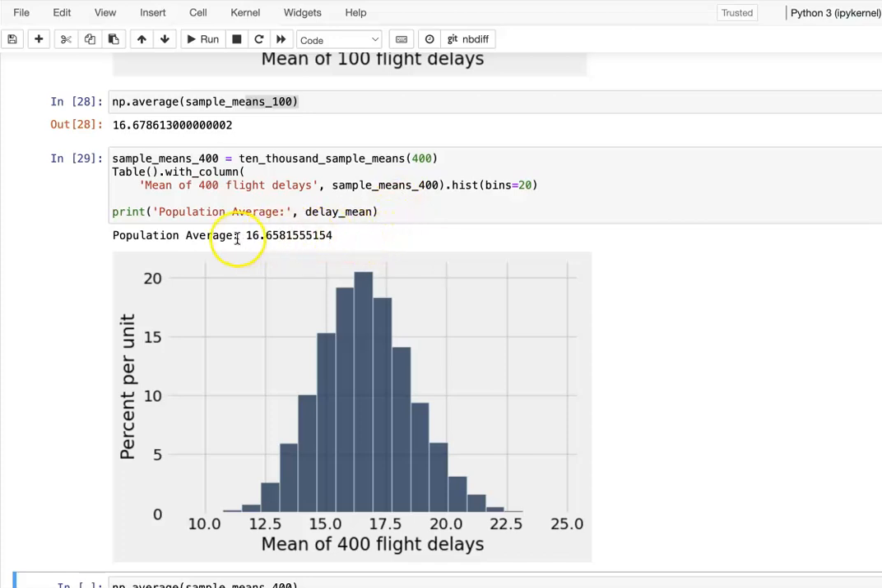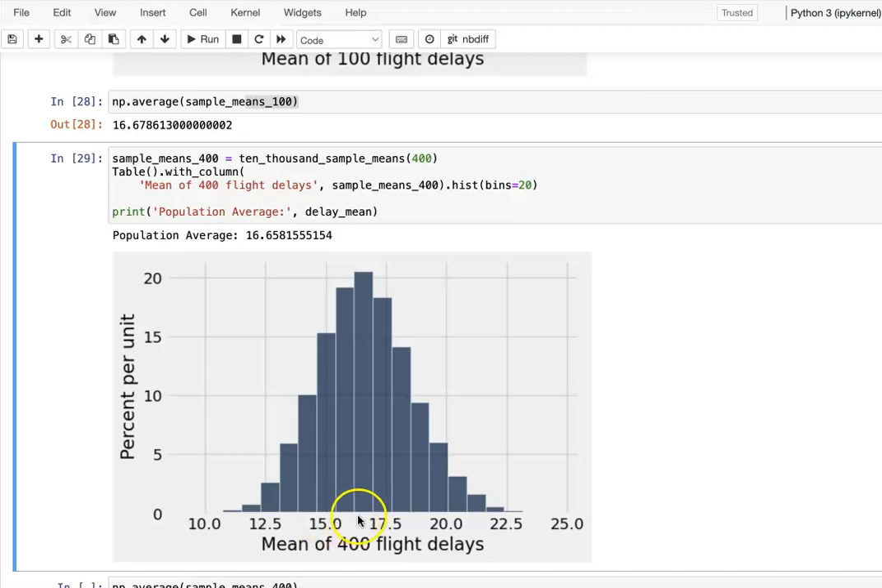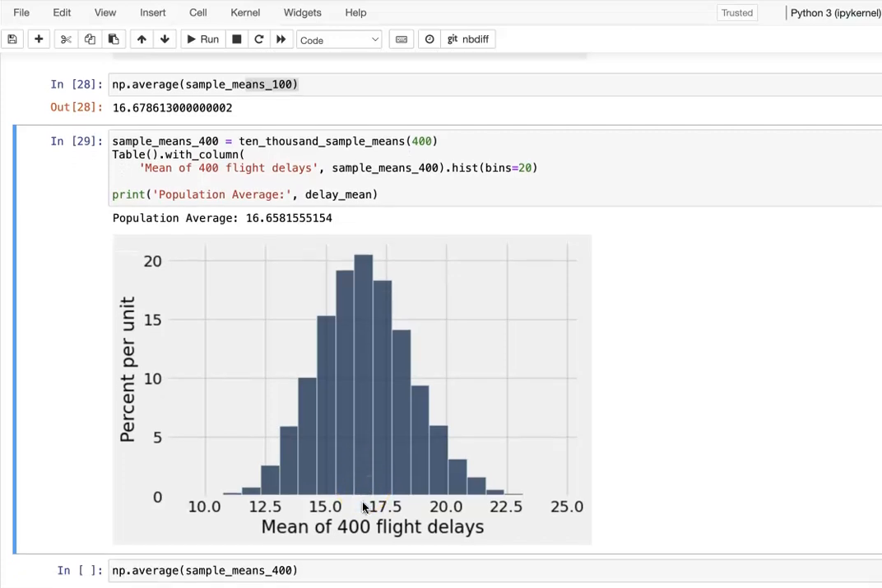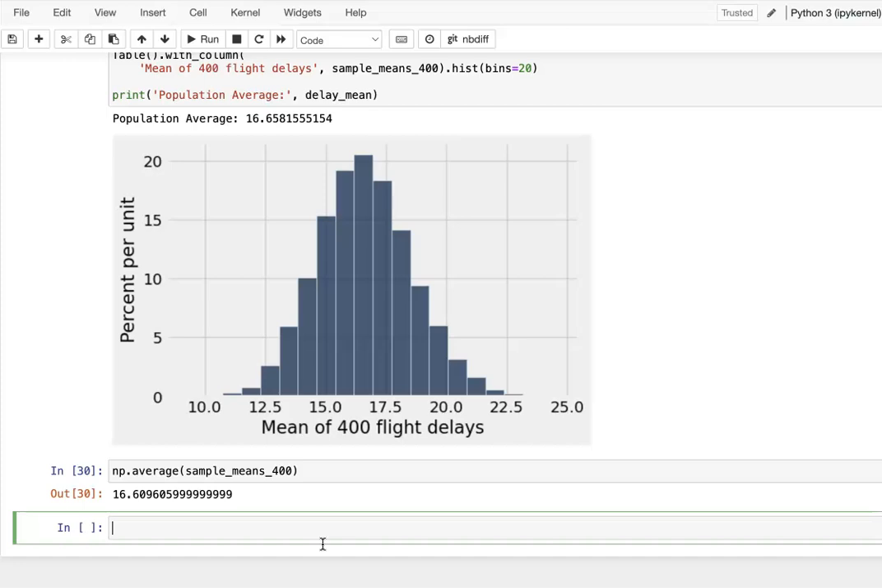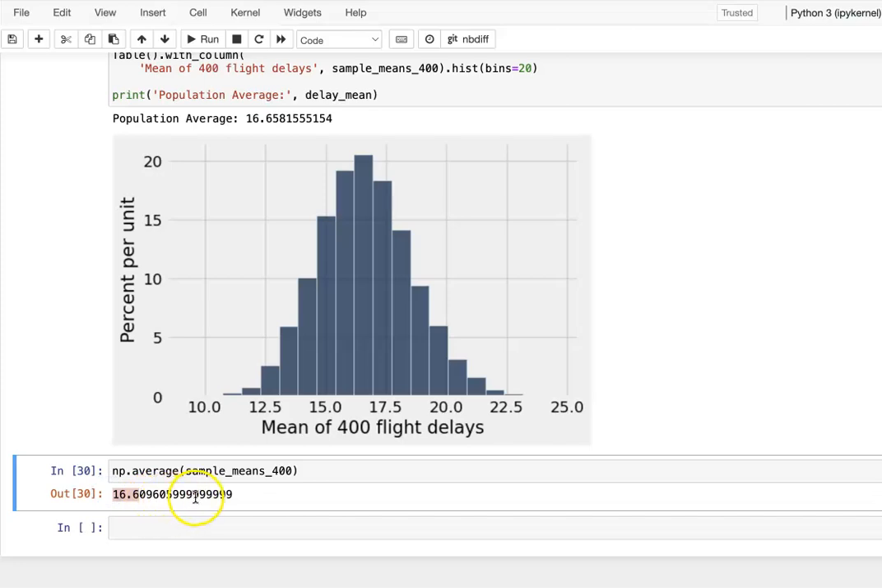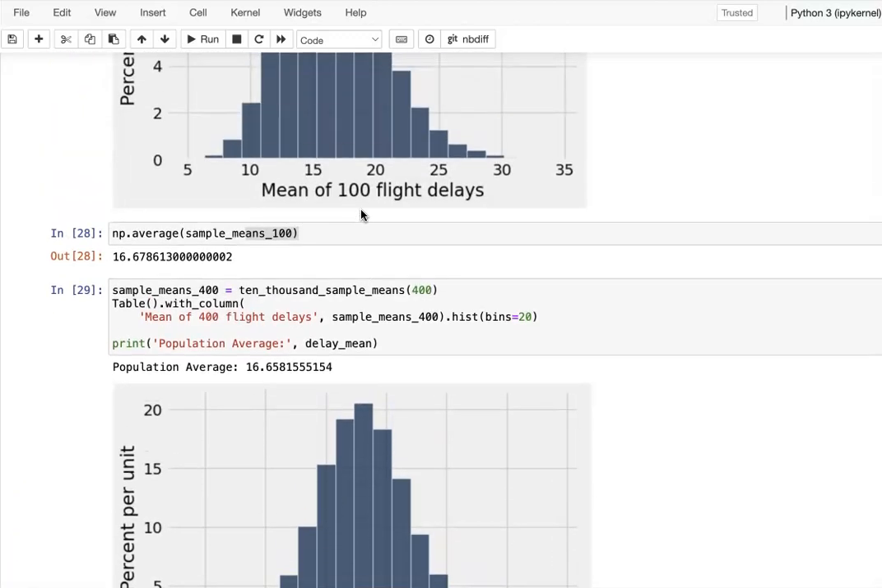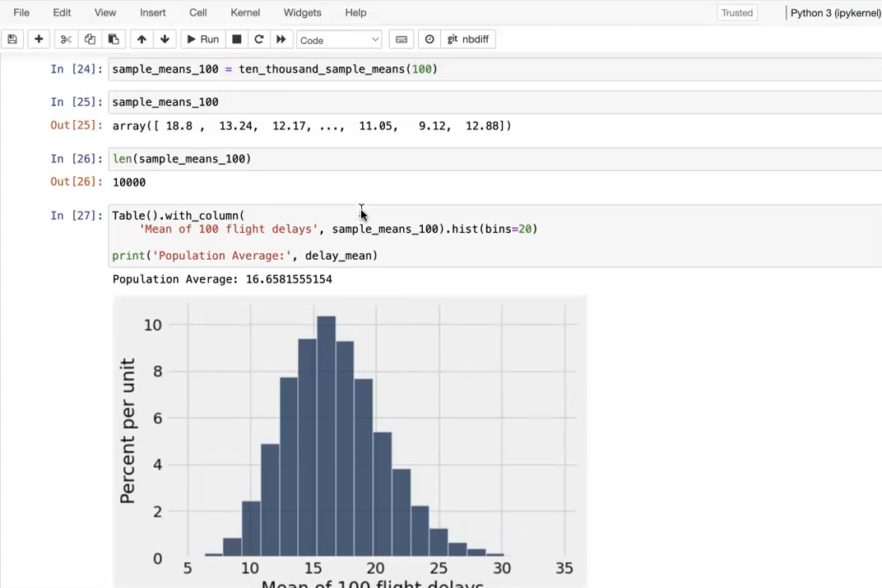Again, we compare. Since this is a bell shape, we can guess the average is between 15 and 17.5, close to 16.5. Of course, we confirm it with np.average. Our size 100 was really close, and this average is close as well. At least rounded to the first decimal place, they are close to the population average. These two examples, sizes 100 and 400, are both already very good.